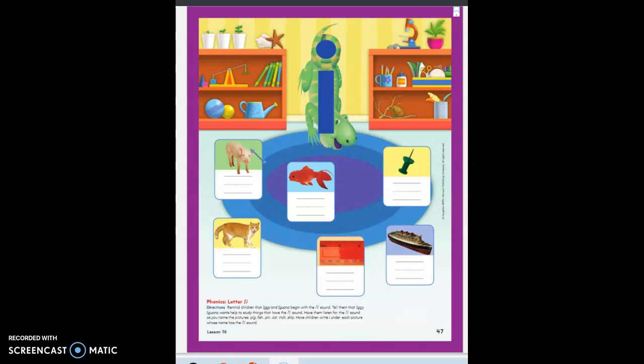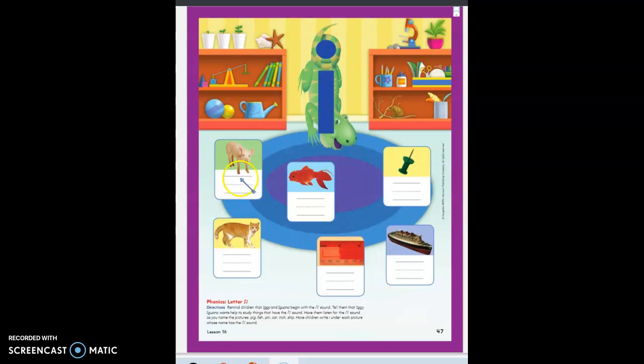Dot it. And so this I up here is Iggy the iguana. Does that start with an I? Do you hear I when I say Iggy or iguana? Yes. So I can say I, long I sound, or I can say I. Right? And is it a vowel or is it a consonant? It is a vowel. You're right.